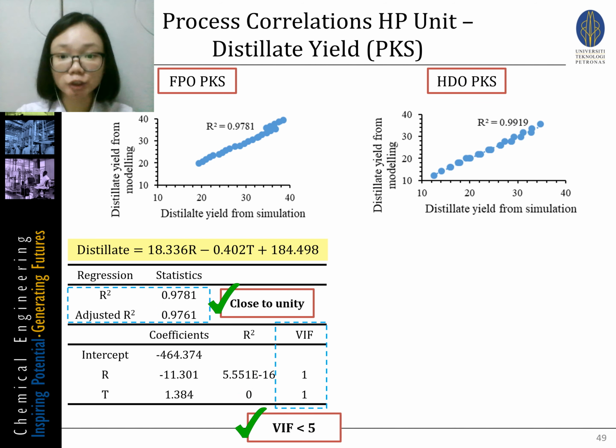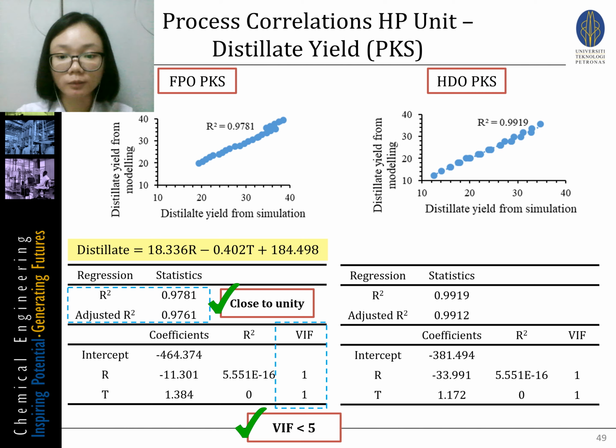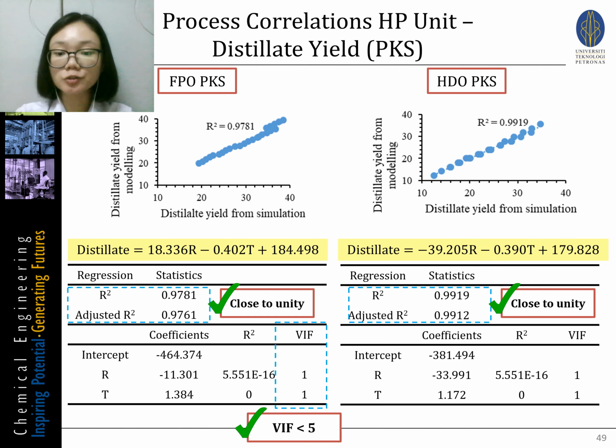And for this H2O-PKS, this is a result from the surrogate model development, and this is the final form of the equation, which also consists of variables R and T. The R-squared and adjusted R-squared are close to unity, and the VIF is also less than 5.